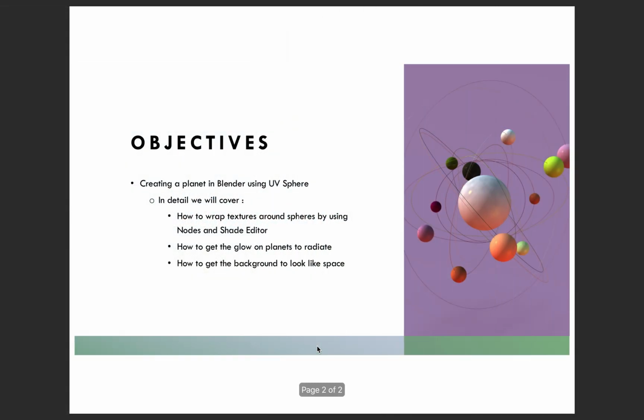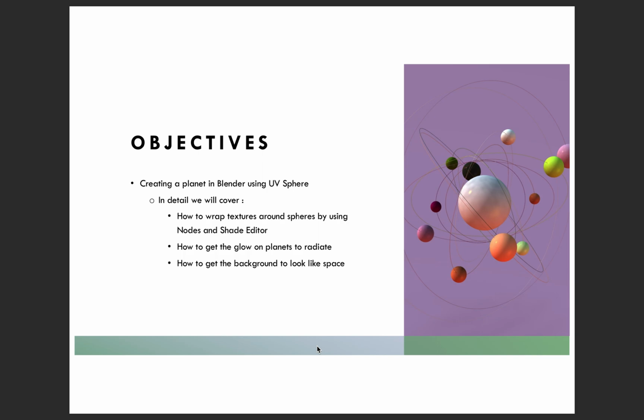So first, let's go over the objectives of this video. In this video, we will be creating a planet in Blender using a UV sphere. In detail, we will cover how to wrap textures around spheres by using nodes in Shade Editor, how to get the glow on planets to radiate, and how to get the background to look like space.